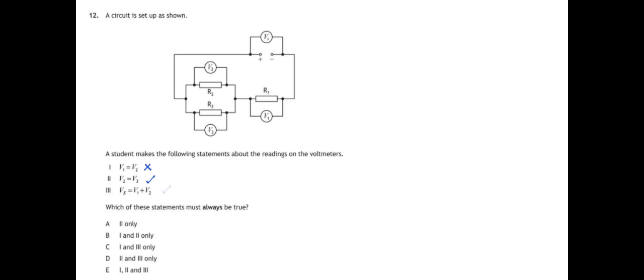And Vs equals V1 plus V2. Well, yes, that is true as well, because in a series circuit like this, the supply voltage will be split between the components in the circuit. The two resistors in parallel are effectively one part of this series circuit. They act together as one individual resistance in series. So the V1 and V2 added together will give the supply voltage. So 2 and 3 are both correct. So answer D.